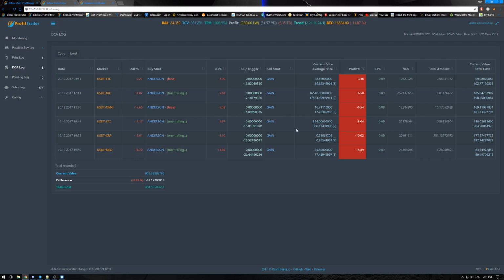Once a pair has doubled down, it remains in the DCA log. If it doesn't double down and it goes back up above that profit trigger that we set in the DCA settings, it will go back into the pairs log. Sometimes you'll see coins just bounce between the pairs and DCA log back and forth heaps of times as it goes up and down over that trigger that you set personally.